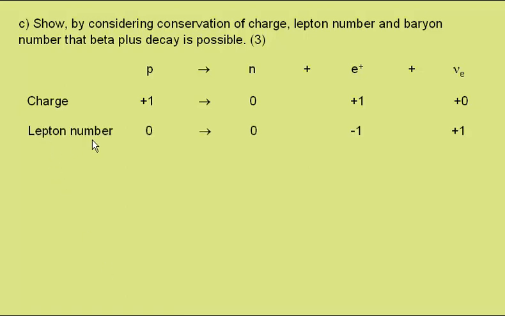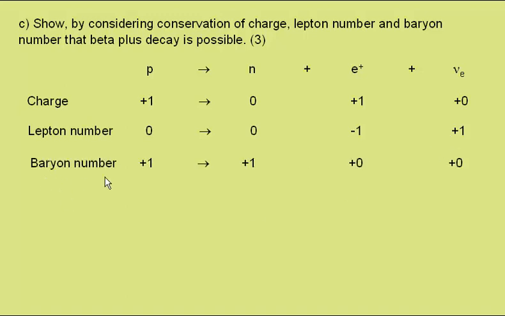Now, lepton number. Well, a proton is a baryon, not a lepton, so it has a lepton number of 0, as does a neutron. The positron, being an anti-lepton, has a lepton number of -1, and the electron neutrino has a lepton number of +1, and 0 does equal 0 minus 1 plus 1, so conservation of lepton number is obeyed.